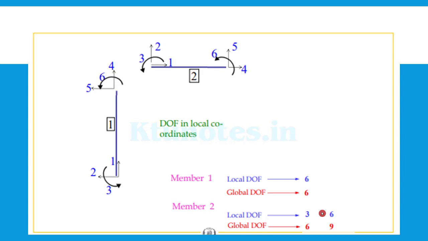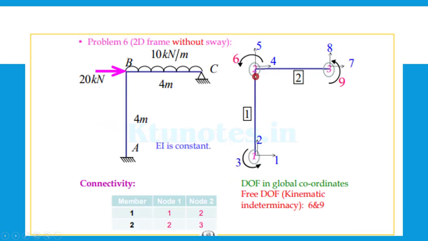The degrees of freedom in the local coordinate are also written. So 1, 2, 3, 4, 5, 6 will be for the first element, and repeatedly 1, 2, 3, 4, 5, 6 will be for the second element also. So the corresponding degrees of freedom, if you equate local degrees of freedom for the first element, will be the 6th one, and in global also it is 6.